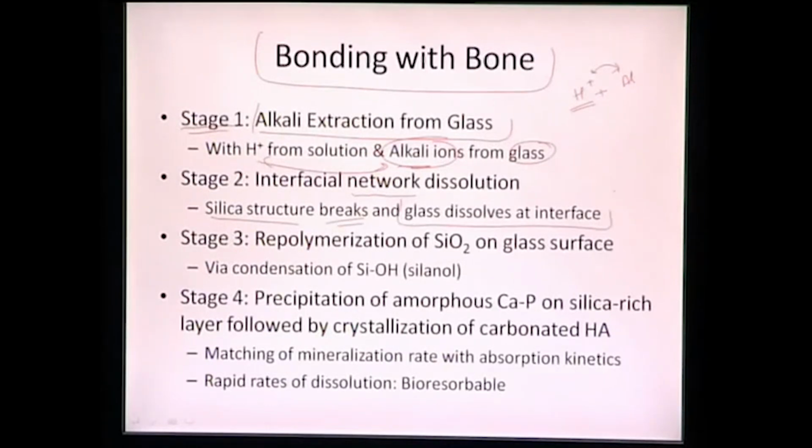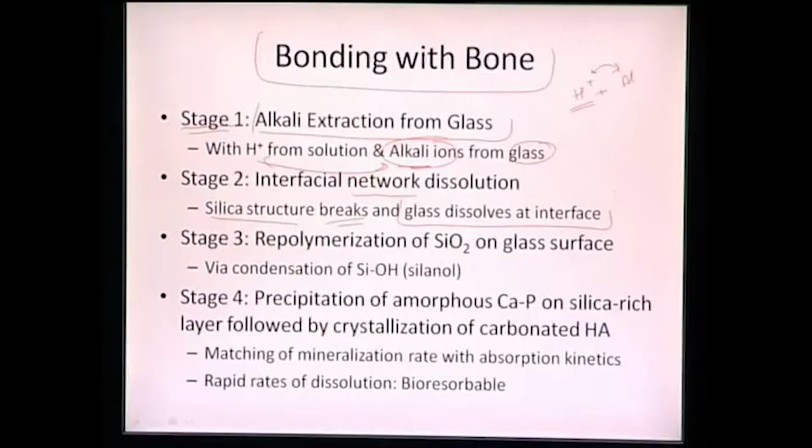So once we have a solution and a glass, the alkali will start getting trapped by the hydrogen ions, and once we have hydrogen ions, they will start dissolving the glass, because now there is no more alkali ion that is deteriorating or breaking the silica structure. Once the silica structure is broken, the glass will start dissolving at the interface. So that is the second stage.